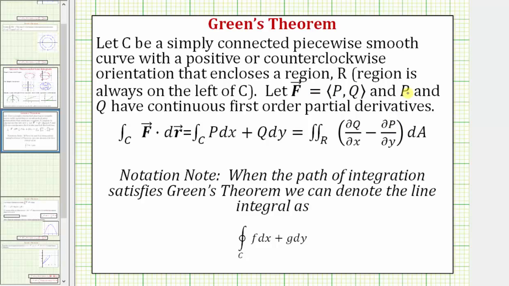When the path of integration satisfies Green's theorem, we denote the line integral as shown here, where we have this circle in the middle of the integral symbol, which in our example we had. And before we go back to our example though, let's talk more about what a simply connected piecewise smooth curve with a positive or counterclockwise orientation is.